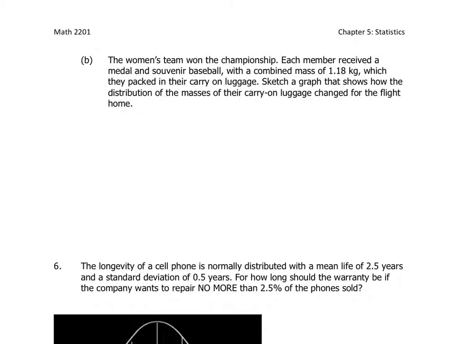Okay, Part B says the women's team won the championship and each member received a medal and souvenir baseball with a combined mass of 1.18 kilograms, which they packed in their carry-on luggage. Sketch a graph that shows how the distribution of the masses of their carry-on luggage changed for the flight home. So basically we'd still have a normal distribution pattern, and if every single person's luggage went up by 1.18 kilograms, that would mean the mean would go up by 1.18.